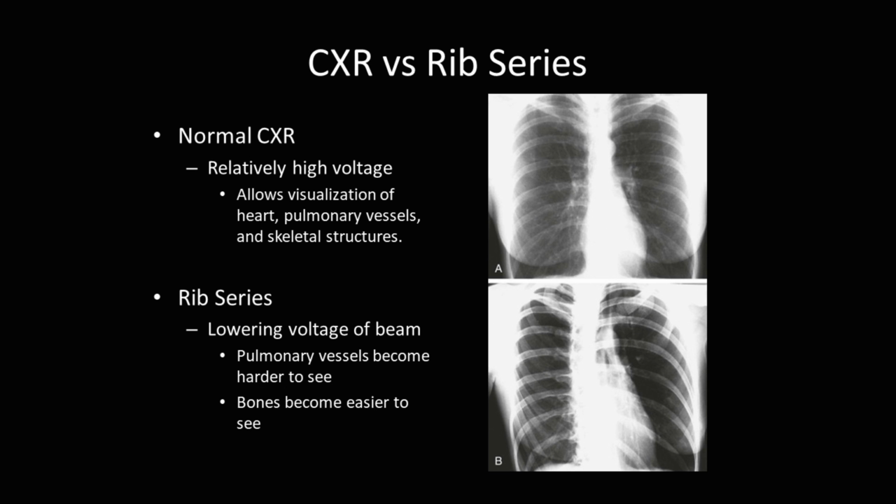Chest X-ray versus rib series, both of these have a purpose also. Normal chest X-ray, you'll have a relatively high voltage, which allows for visualization of the heart, pulmonary vessels, and skeletal structures. A rib series is when you would suspect that the patient has some sort of rib fracture, maybe on your physical exam. They lower the voltage of the beam, and that allows for the pulmonary vessels to become harder to see, but then the bones become easier to see.